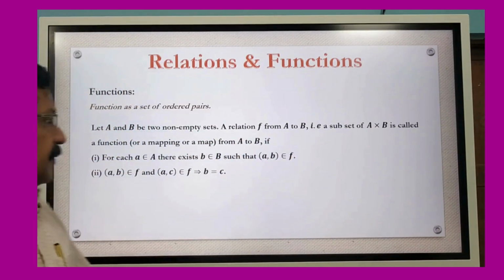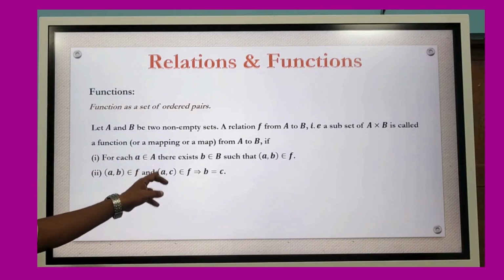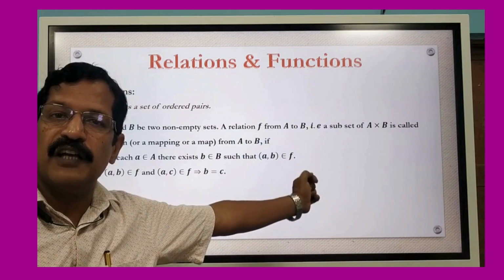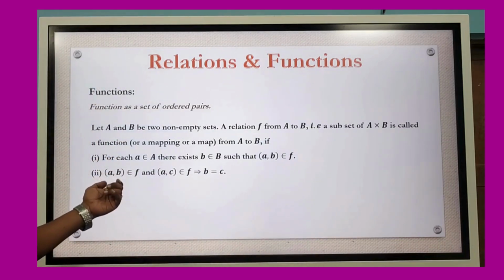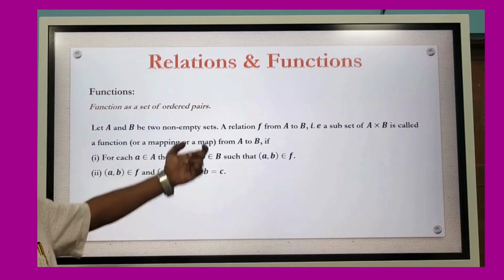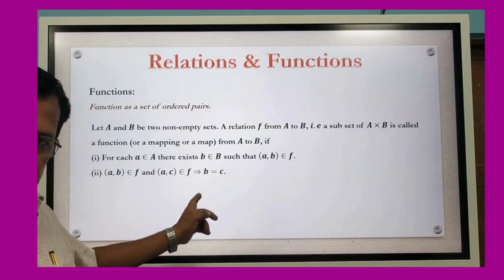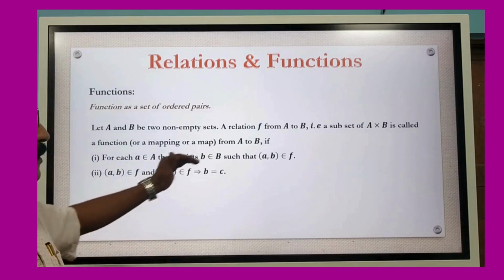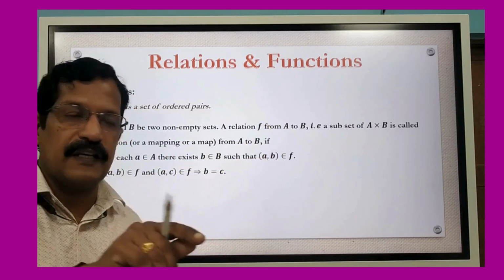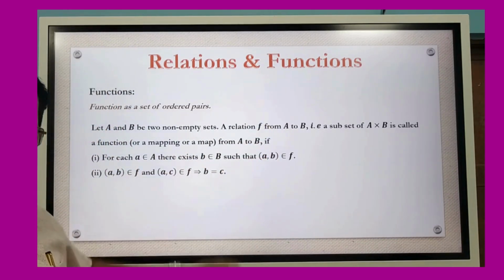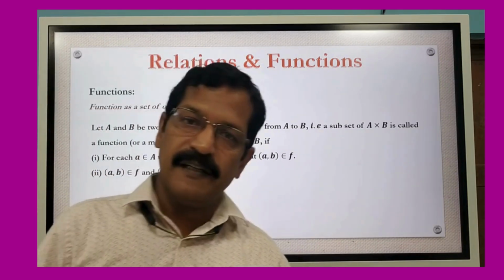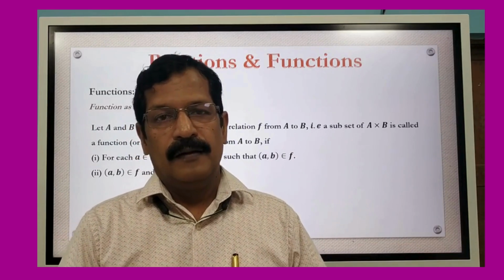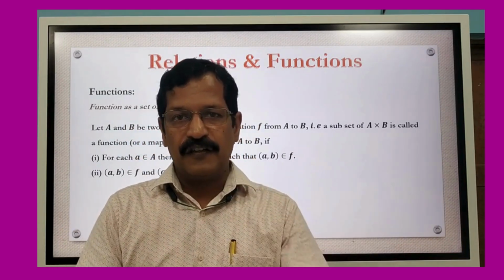If the two conditions are satisfied: for each a element of A, there exists b element of B such that the ordered pair (a, b) is an element of the relation F; and if (a, b) is an element of F and (a, c) is an element of F implies b is equal to c. So, the relation F becomes a function when these two conditions are satisfied. This is the definition we have studied in class 11 as function as a relation. So, every function is a relation, but every relation is not a function.